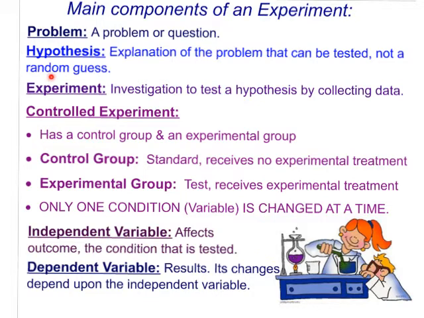We also need to include a hypothesis. So a hypothesis is basically an explanation of the problem that can be tested. It's not a random guess. It's not, "I think it turns blue." It means that you've looked into the problem a little bit. You've come up with some ideas about what you think might happen and why, and you propose an explanation for that. An explanation stating what you think will happen.